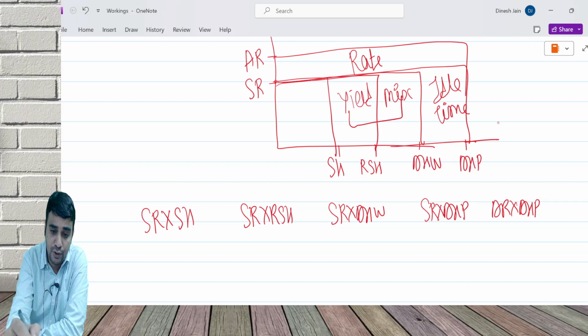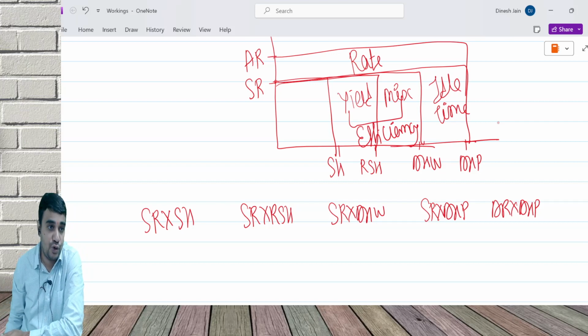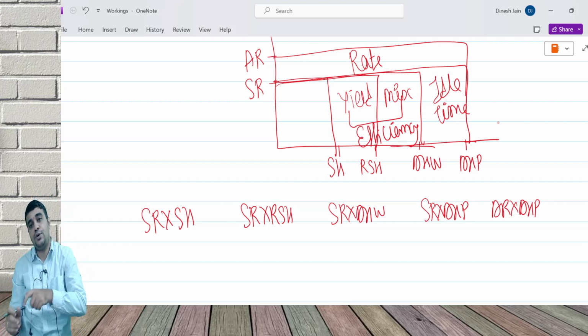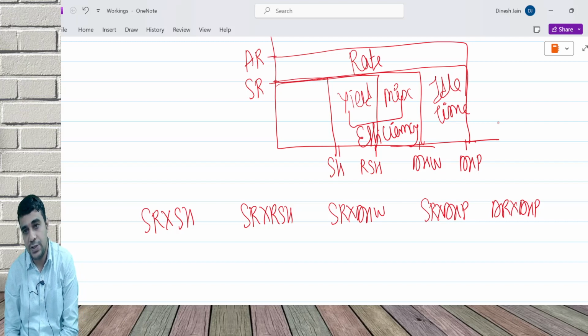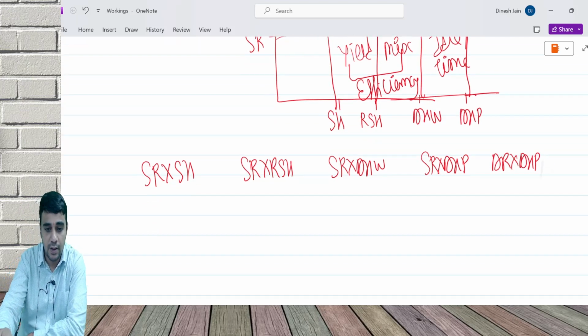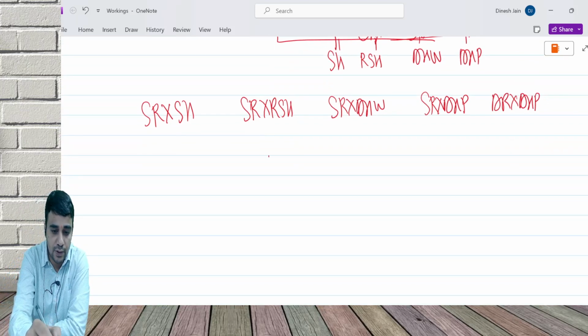Yield and mix put together is called efficiency. Idle time is not part of efficiency variance, okay? Yield and mix put together is called efficiency variance. Any doubts? Now write labor cost variance equal to smallest rectangle minus the biggest one.